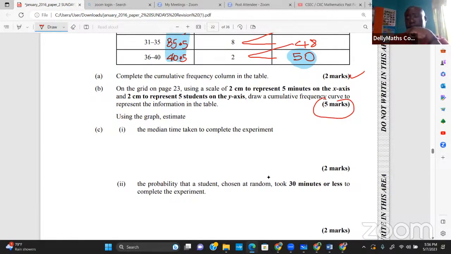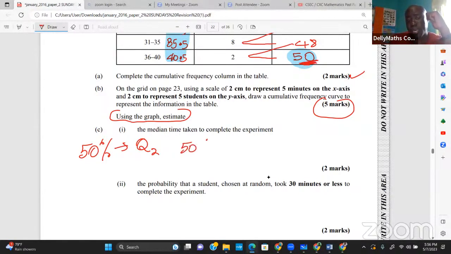5 marks to do that. Questions are as follows, and it says, using the graph, they're asking us to, 1, estimate the median time taken to complete the exam. Remember, the median refers to 50% of your sample, and this is called our Q2. So you're going to find 50% of 50 persons, which gives us 25, but this is not the answer. You're going to use the 25 now to answer the questions.